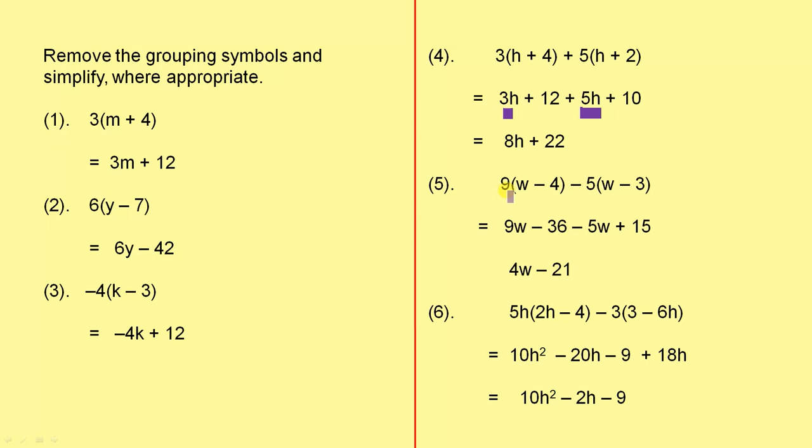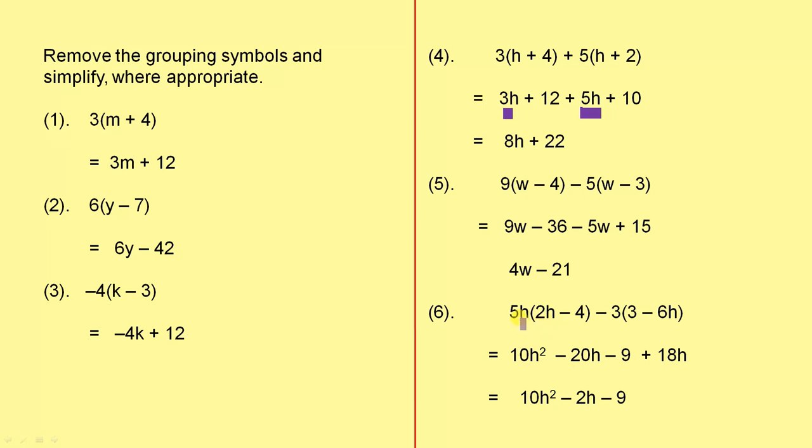Number 5, 9 times w is 9w. 9 times minus 4 is minus 36. Minus 5 times w is minus 5w, and minus 5 times minus 3 is plus 15. 9w minus 5w gives you 4w, and minus 36 plus 15 is minus 21. So that's the answer.